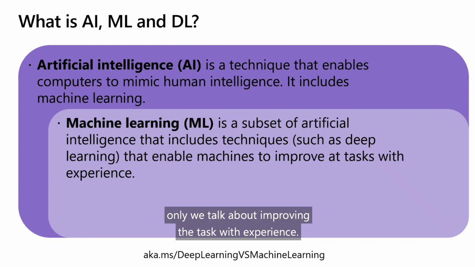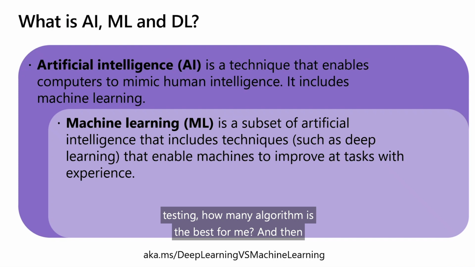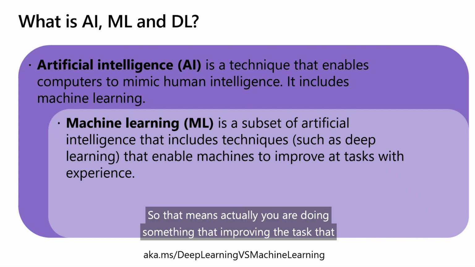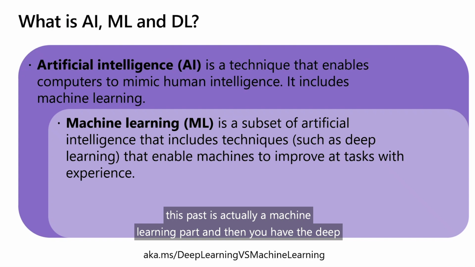Here we talk about improving the task with experience, like repeating the same process, testing which algorithm is the best for me, and the big part actually for machine learning is the recommendation. Think about you as a human. Your boss is asking you, okay, please give me a suggestion on whether I should buy this item or not, for example. So you will keep on researching, you keep on guessing your boss's preference. That means you're doing something that improves the task your boss wants. And this part is actually the machine learning part.